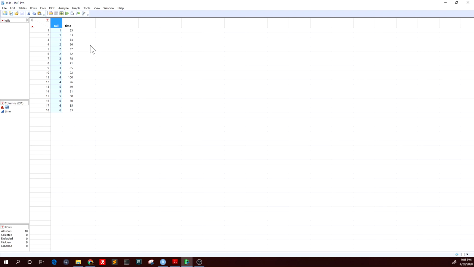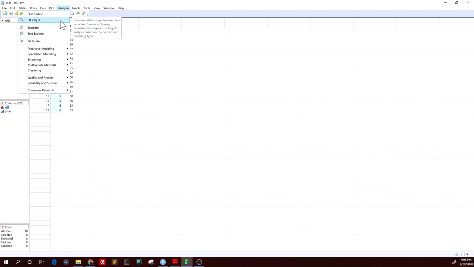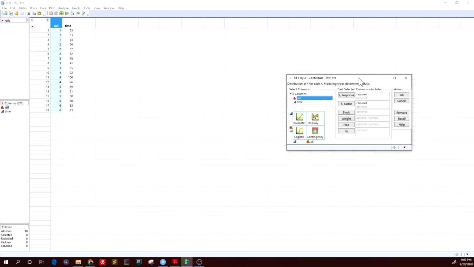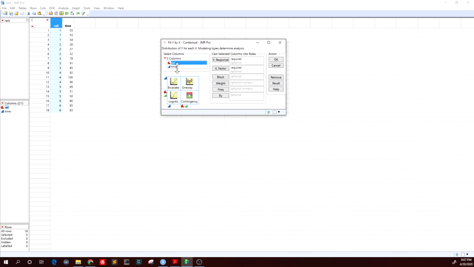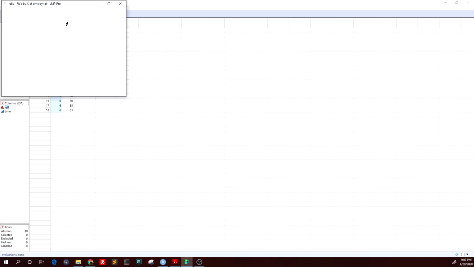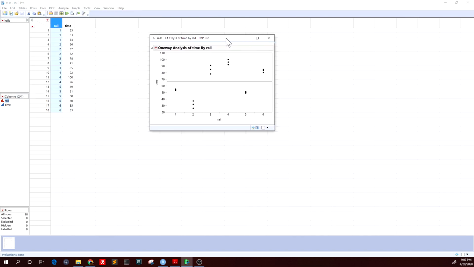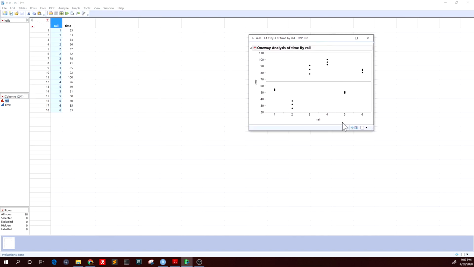And to do that, you can do Analyze, and Fit Y by X. And you choose rail as the X factor and time as the response. Okay, there you got this. This is the scatter plot of time against the rail.